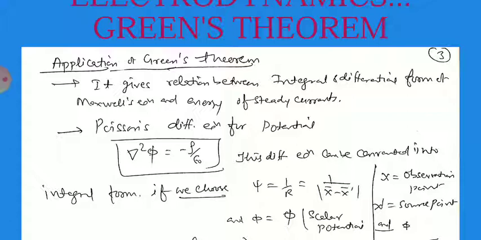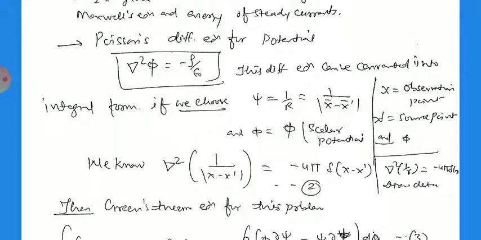To change this equation into the integral form, we have to take psi equal to 1 by r, that is 1 divided by |x minus x dash|, where x is the observer point and x dash is the source point, and phi is replaced by the scalar potential, that is phi. So we know very well that del square of 1 divided by |x minus x dash|, or del square of 1 by r, equal to minus 4 pi delta of x minus x dash, where delta of x minus x dash is the Dirac delta function.